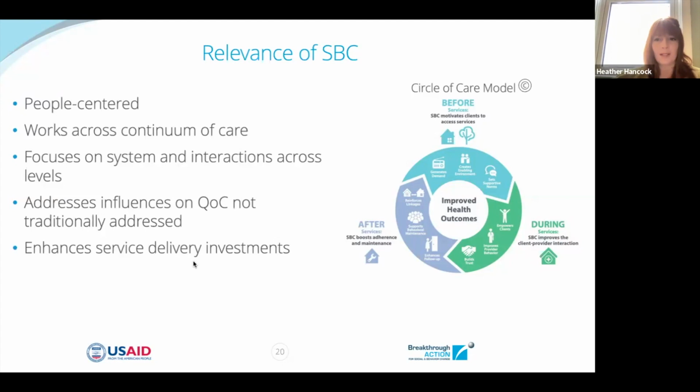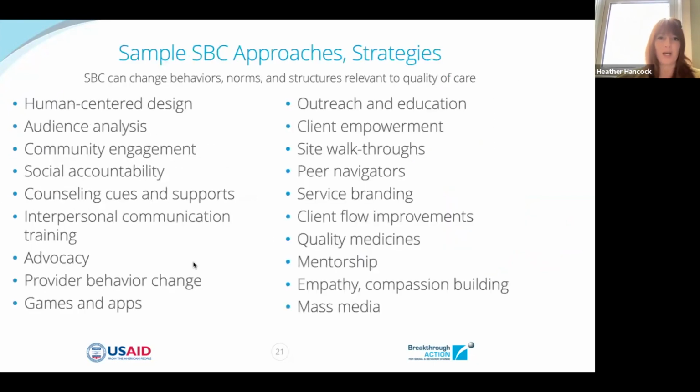Okay, so just really quickly, because I think my time is about up, I just wanted to add a few sample SBC approaches and strategies that can really help to change those behaviors, norms, and structures that are relevant to quality of care. So again, I'm not going to go through all of these, but these are a lot of things that SBC relies on that could be applied and have been applied in some cases to quality improvement, and really seeing that there is a better experience of care for people.